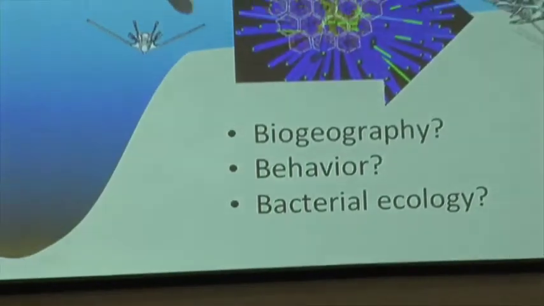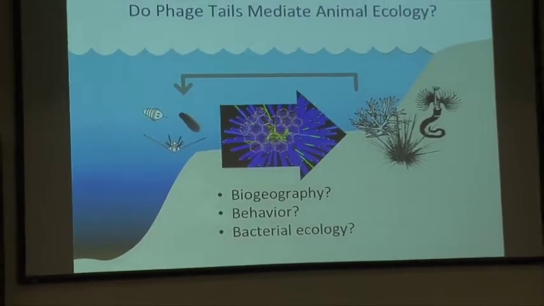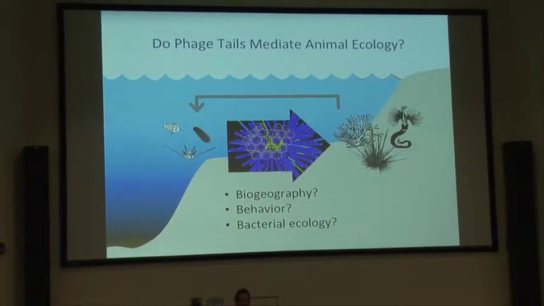Okay, and then we can also think about how these things might be important for animal ecology. So do phage tail-like structures and their distribution in the ocean dictate the distribution of animals in the environment? We could ask the question, if these phage tail-like structures weren't around in the environment, would there be coral reefs even? We also might think that in addition to mediating animal development, such as metamorphosis, perhaps they also mediate animal behavior. We don't really know. And also, on the flip side, do they mediate bacterial ecology?